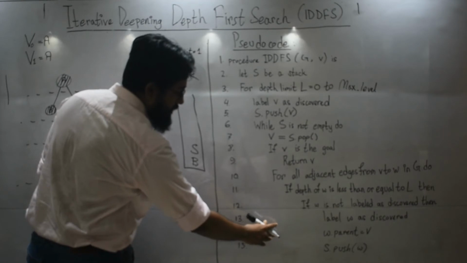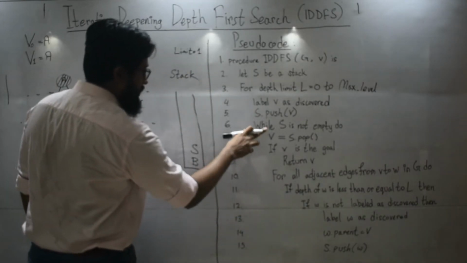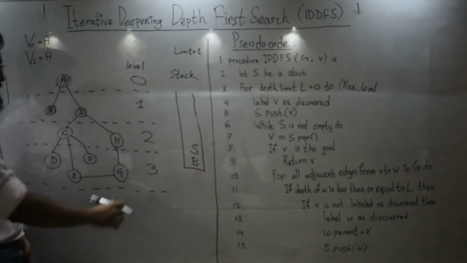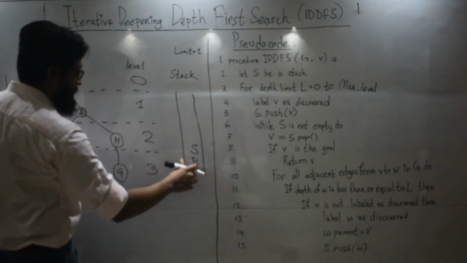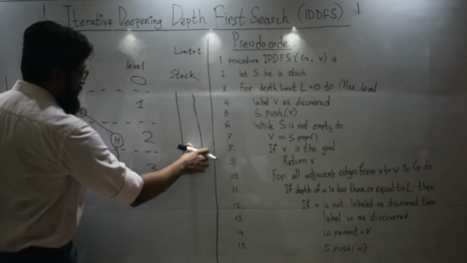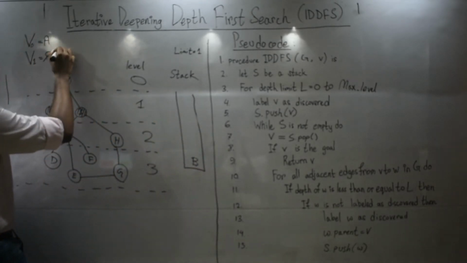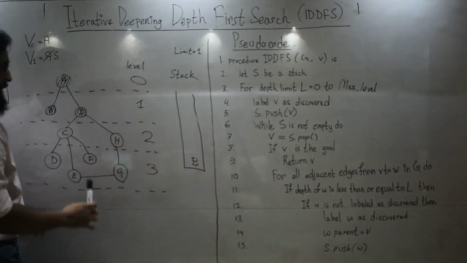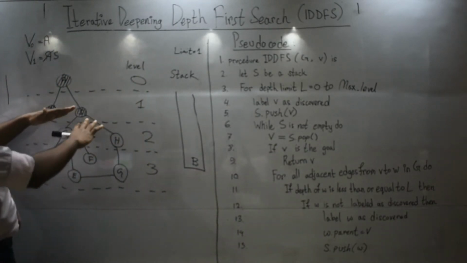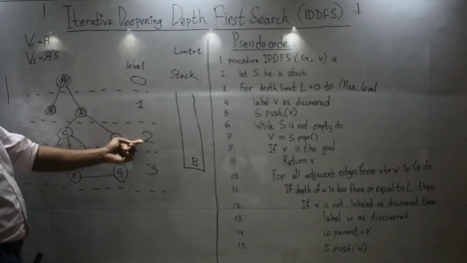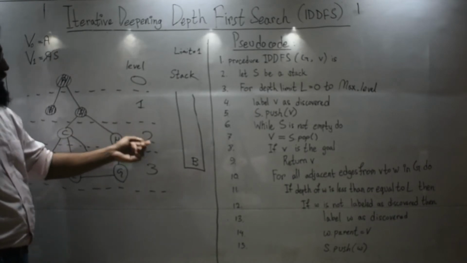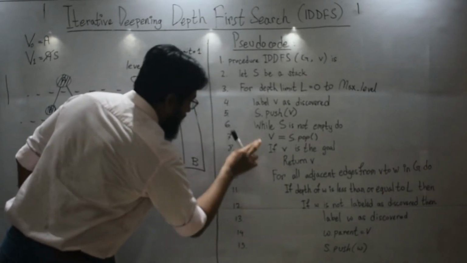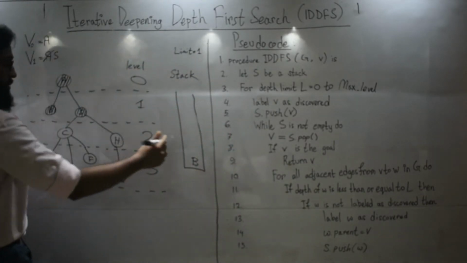After that, we will come back to line number 7. Okay, so let's pop S, replace it here. Now for all edges of S, I mean the neighbors of S are on level 2, so we cannot discover them. So we will again come back to line 7.